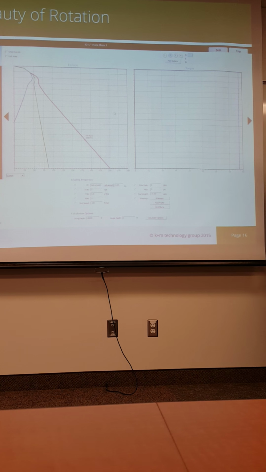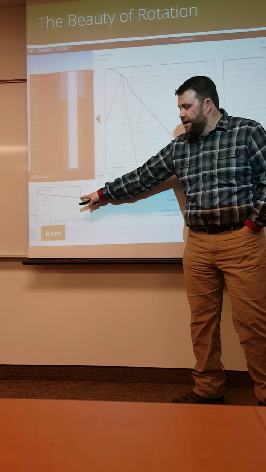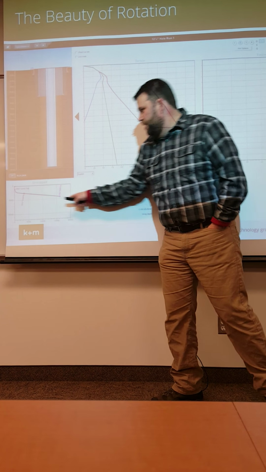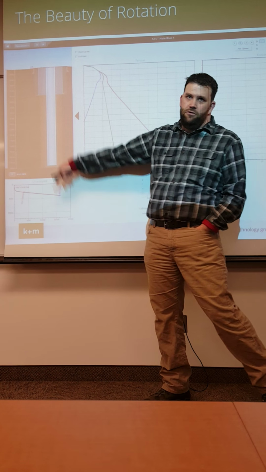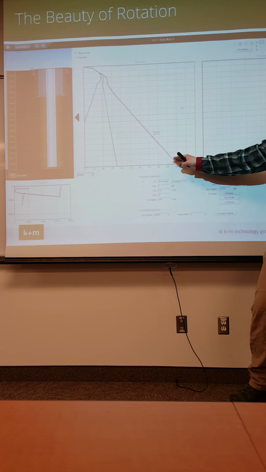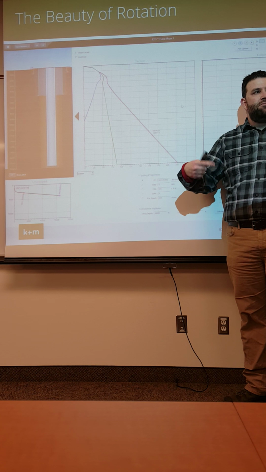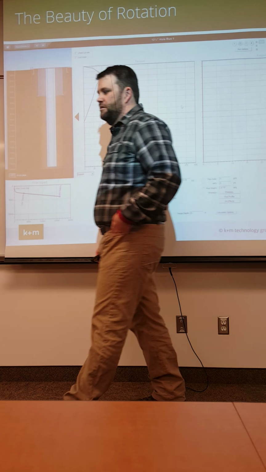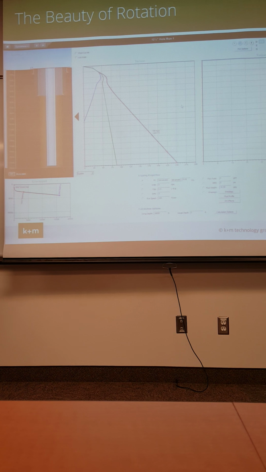Here's an example from the software. This is a long high angle well. We know it from the trajectory, right? Here's our drill string, just a real simple drill pipe in the hole. The red curve is pulling out, the green curve is rotating in one place, and the blue curve is slacking off, trying to run the drill string in the hole.